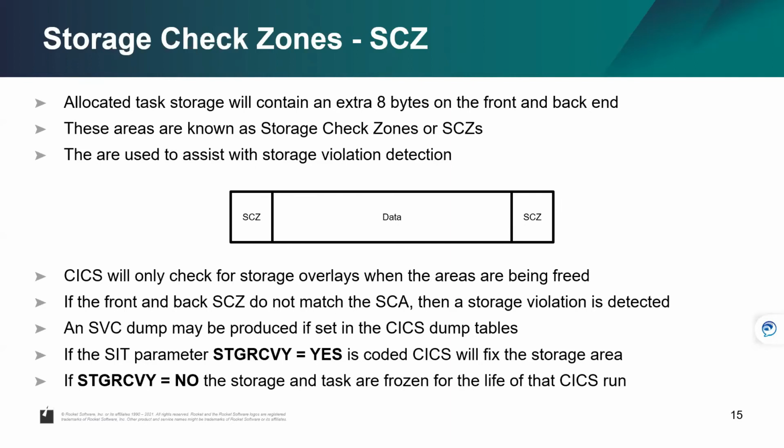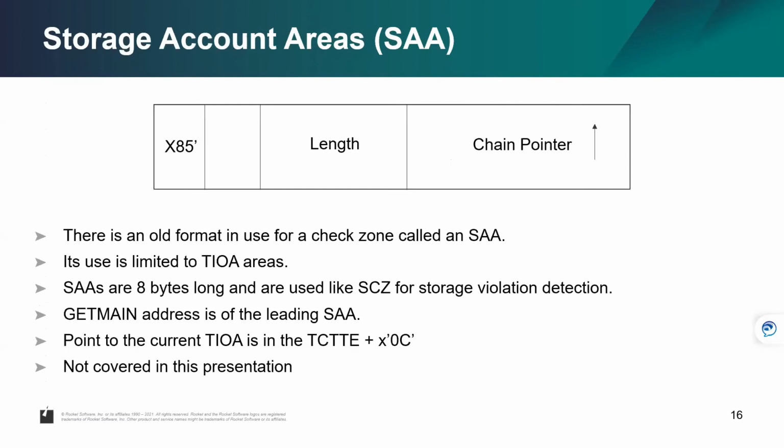And at least I could get a good dump that shows me what's going on there. Anyway, there are other types of storage areas in the old macro world, and they used to be called storage accounting areas rather than storage check zones on the front and back end. So the 8 bytes on the front and back end would start with a hex 85. It would give you some sort of length and then a chain pointer to the next piece of storage.